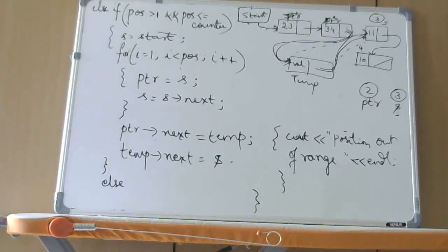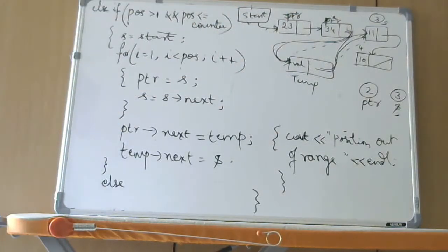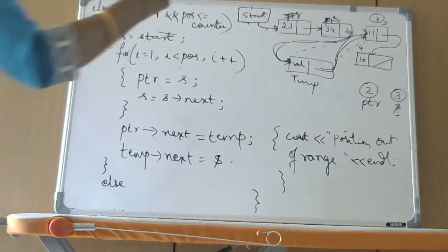So what we did first, we counted the number of nodes. Then if the position is 1, we also checked if the linked list is null. If it is null, then the new node itself will become the first node. If your linked list is null, new node will become the first node. If linked list is not null but you want to insert at this position, it is same as insert at the beginning. So we have done that.